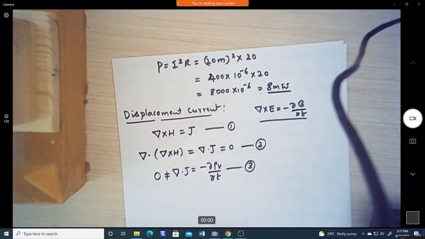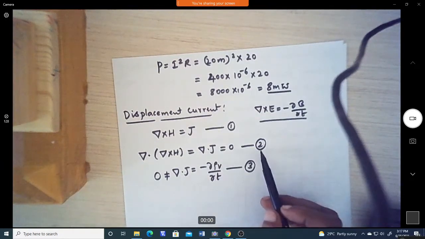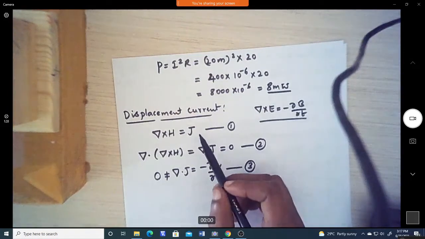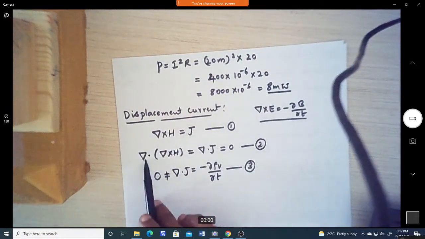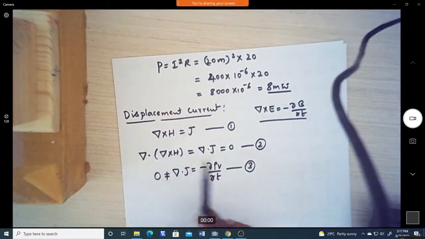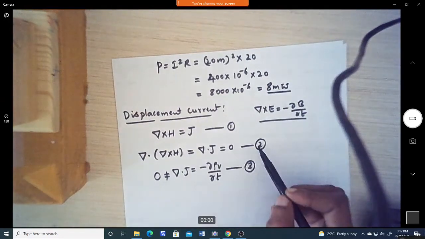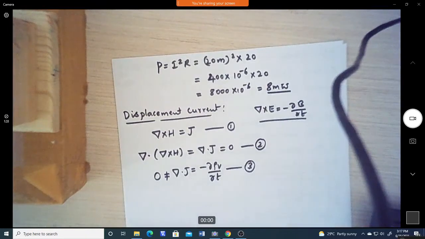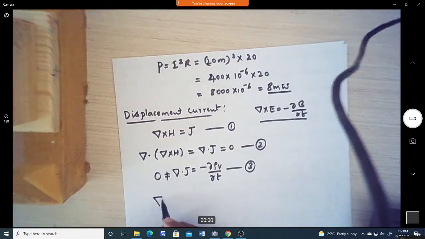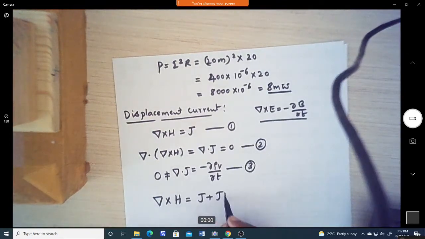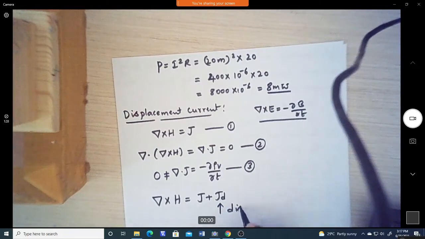So that's why we need to modify equation 2, or modify equation 1, such that the condition that the divergence of the curl of a vector equals 0 should be satisfied. So equations 2 and 3 are incompatible. In order to do that, we'll introduce one term, so that del cross H is equal to J plus JD, where this term is called the displacement current density.